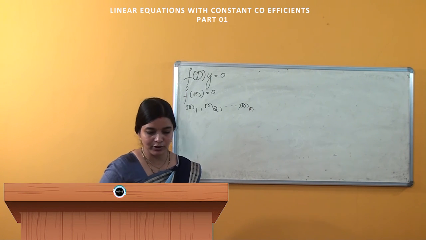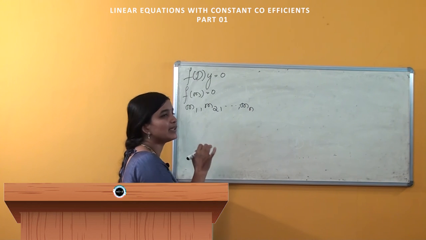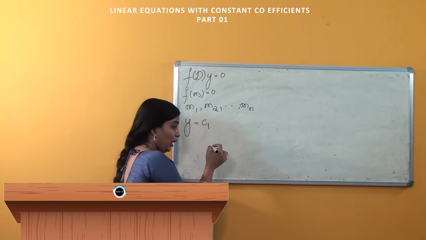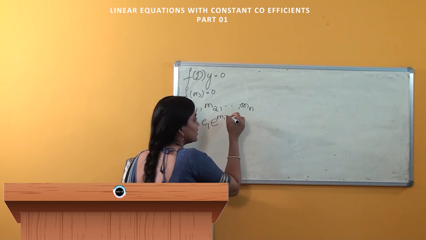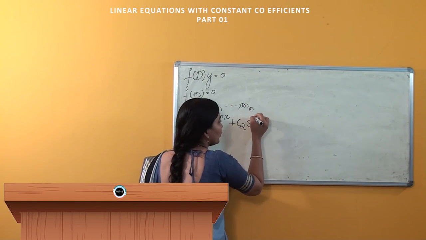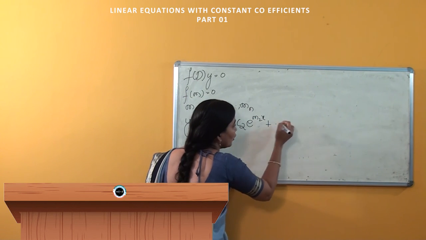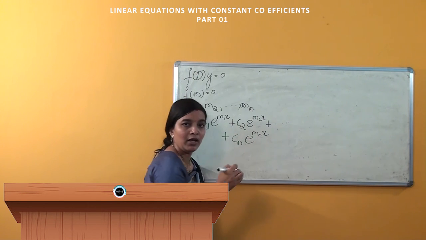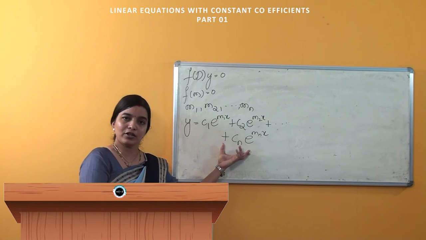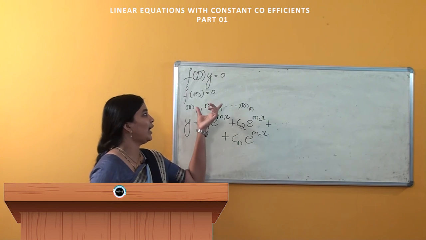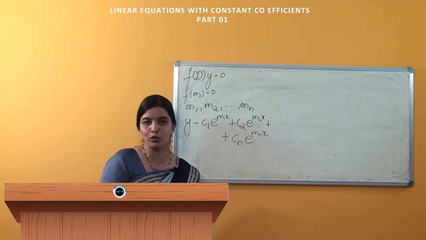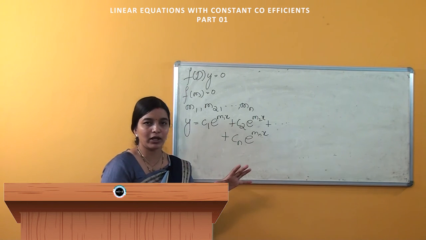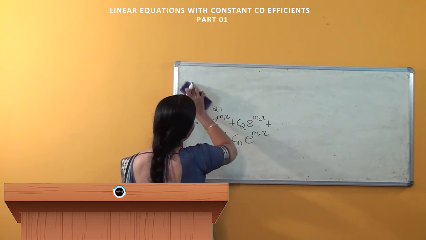Now, how will you write the general solution? We write the general solution as y = c1 e^(m1 x) + c2 e^(m2 x) + and so on up to cn e^(mn x). This is the form in which we write the general solution when we have real and distinct roots. Now we'll solve one problem and check how we can obtain the general solution of that equation.